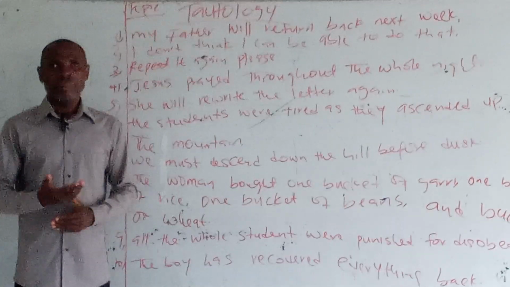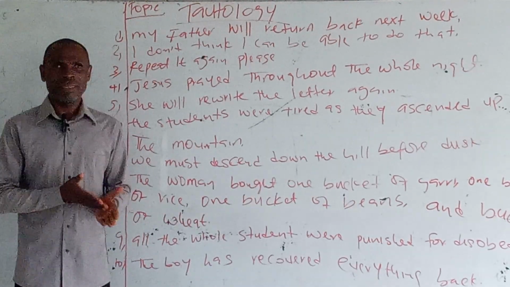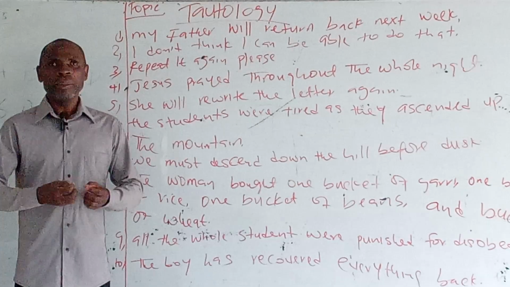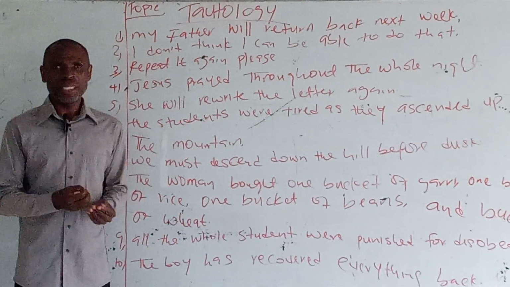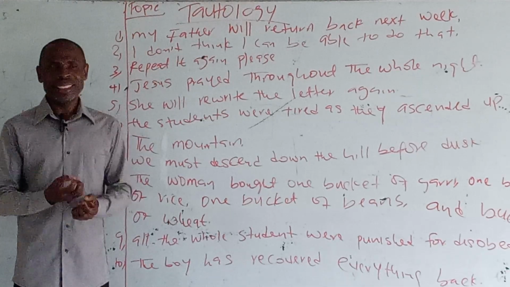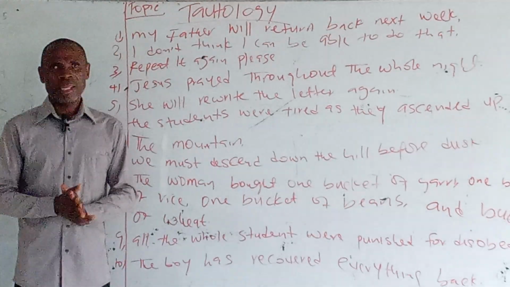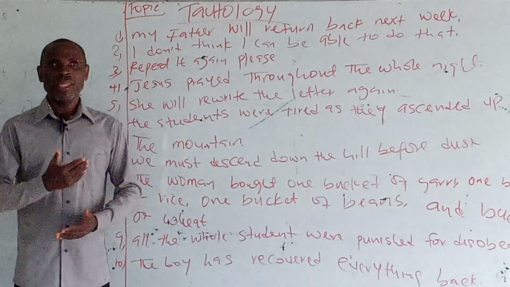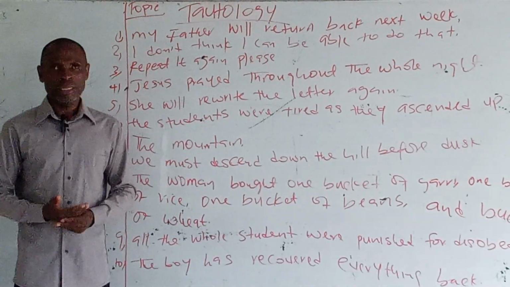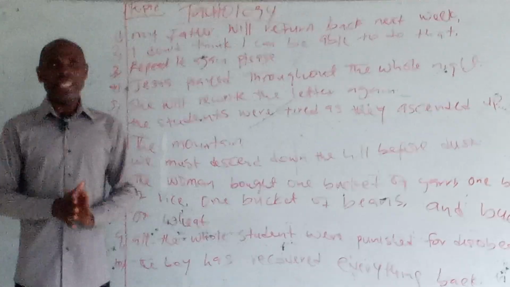Repeat it again, please. The word repeat and again mean the same thing. So using repeat and again in a sentence as used here is a tautology. This sentence can better be read as follows: repeat it, please, or say it again, do it again.